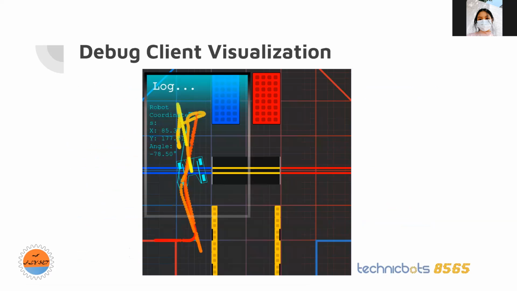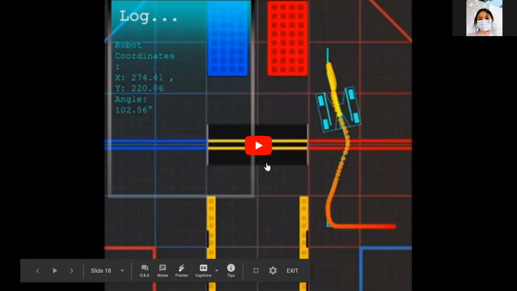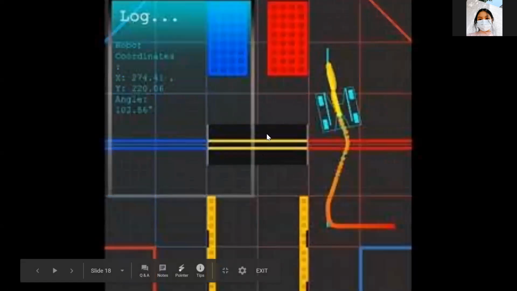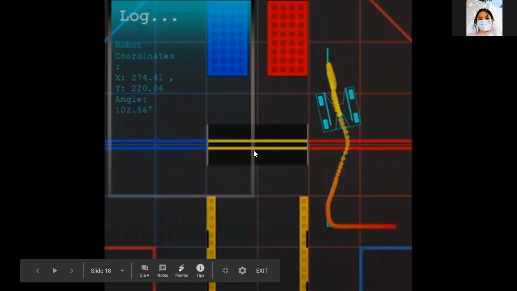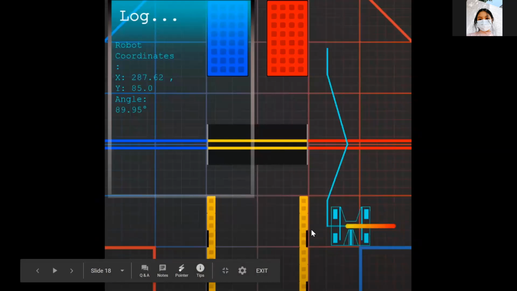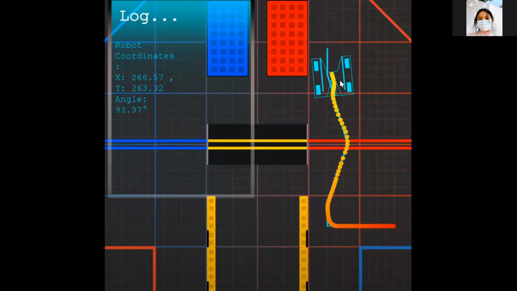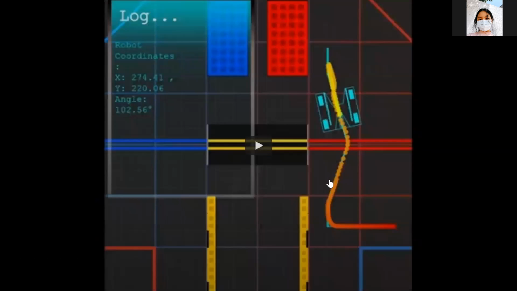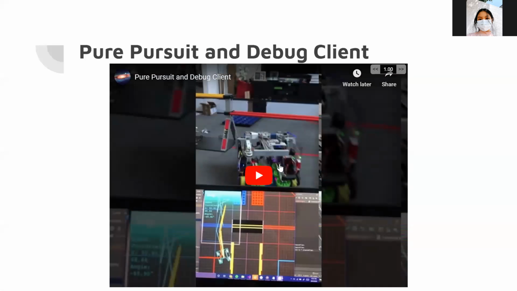All right, so I'll show you a sample of the simulator. The video isn't working. There we go. So Pure Pursuit follows the path like that. And as you can see with our implementation, we can revisit points. So yeah, that's the simulator.